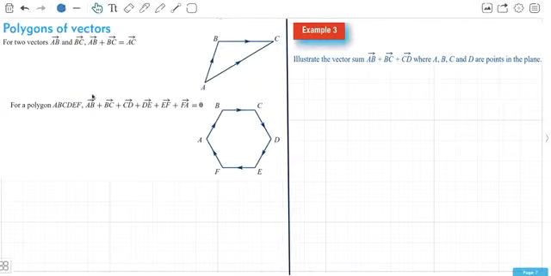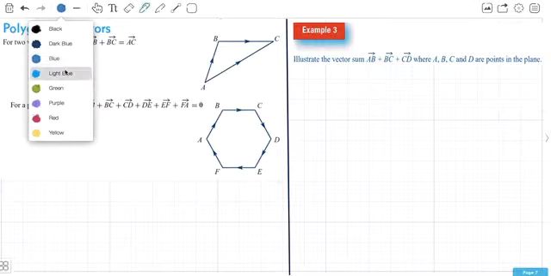This is a nice quick example. I just took this out of the book as well, it's just useful to know. When you're looking at polygons of vectors, so shapes made up of vectors, you just have to consider the direction the vectors are going and where you're going from and to.